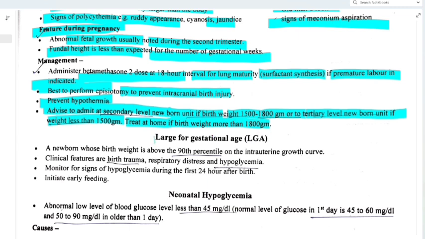So now come to large for gestational age, that is a newborn whose birth weight is above 90th percentile in the intrauterine growth curve. Then clinical features are birth trauma, respiratory distress and hypoglycemia. Okay, now monitor for signs of hypoglycemia during the first 24 hours after birth and initiate early feeding. So in large for gestational age there is not much more. We have to assess that a newborn whose birth weight is above 90th percentile on the intrauterine growth curve. Clinical features are birth trauma, respiratory distress, and hypoglycemia. Then we have to monitor for signs of hypoglycemia during the first 24 hours after birth, and we have to initiate early feeding.